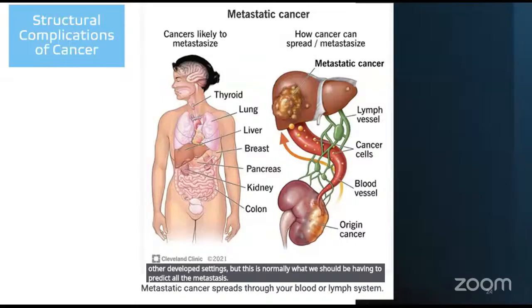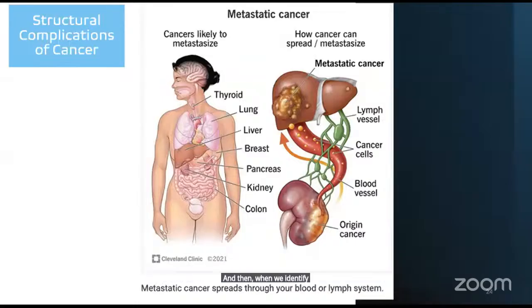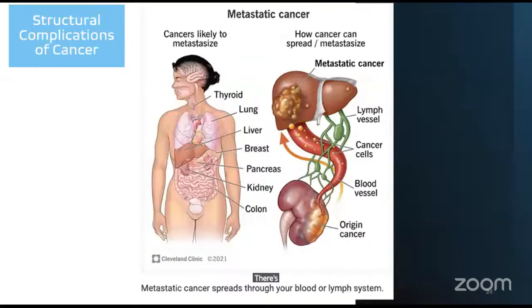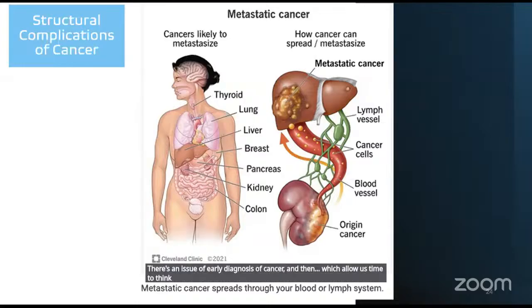And when we identify this, we can anticipate where the cancer is likely to spread, which allows more targeted monitoring and treatment. Maybe some people can share what happens in their countries or areas, but there's still an issue of early diagnosis of cancer, which gives us time to think of metastasis and plan accordingly.